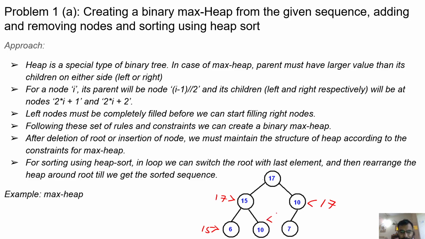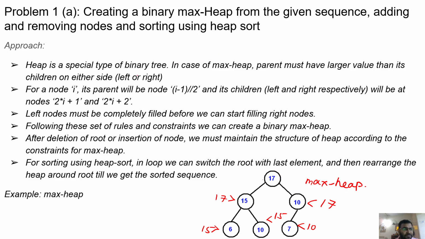Similarly for node 10, the child which is 7 has a value lesser than 10. So this is an example of a max heap. In case of a min heap, this would be opposite. The root would have the minimum value in the whole tree. We'll look at it a bit later.